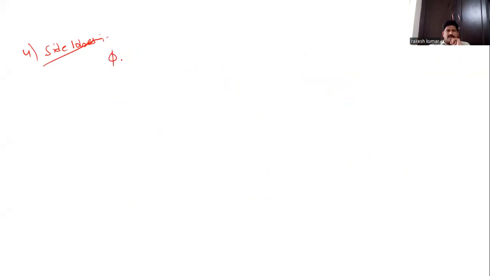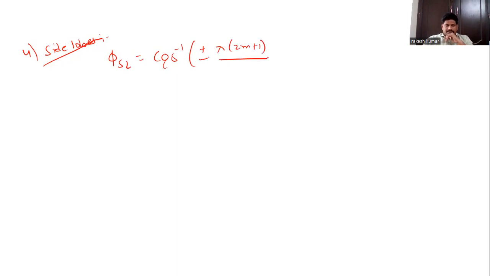In a broadside array, the expression for calculating the side lobes is phi side lobe is equal to cos inverse of plus or minus lambda into 2m plus 1 by 2nd, where m is equal to 1, 2, 3, and so on. So let us calculate the first side lobe, SL1.